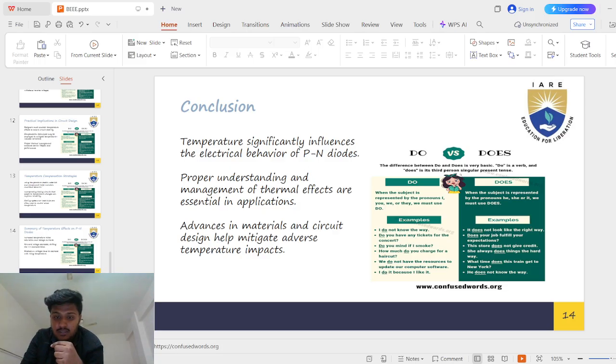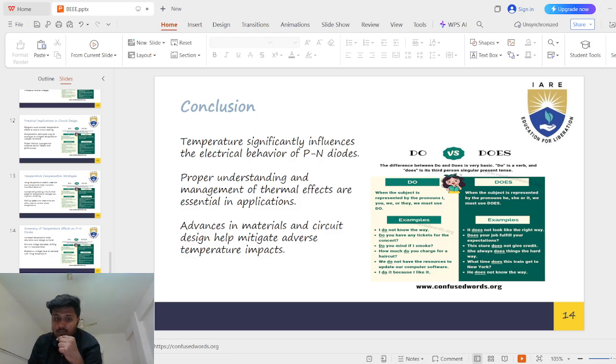Finally, the conclusion of this topic is that temperature plays a very important role in how a p-n junction diode behaves electrically. When the diode gets hotter, the extra heat gives more energy to the electrons and holes inside the semiconductor. This causes more charge carriers to be available, which changes how easily current can flow through the diode. For example, forward bias behavior: the voltage needed for the diode to conduct decreases as temperature rises, so the diode turns on at a slightly lower voltage.